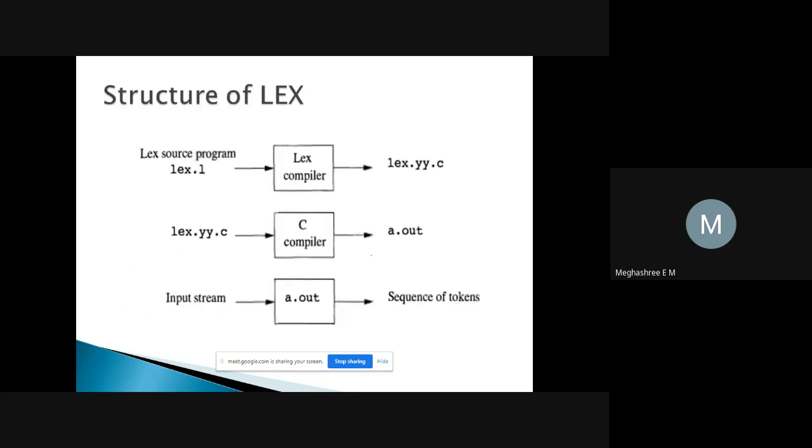This is the structure of Lex. But first we will write the Lex program. The extension of a Lex file is .l, the name of the file followed by dot, and the extension L. This program is given to the Lex compiler. First we will write the Lex code, and that will be given as input for the Lex compiler, and it will generate a C code, that is lex.yy.c. All these processes are followed to generate the tokens in the lexical analyzer.